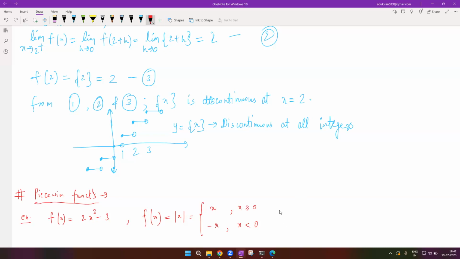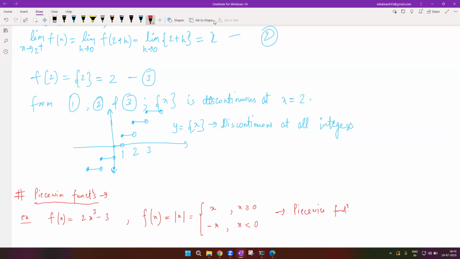I'll give you another example. So this is a piecewise function. When a function is defined with multiple expressions, we can say that. This is known as a piecewise function. We have broken the function into multiple expressions. So this is a piecewise function.